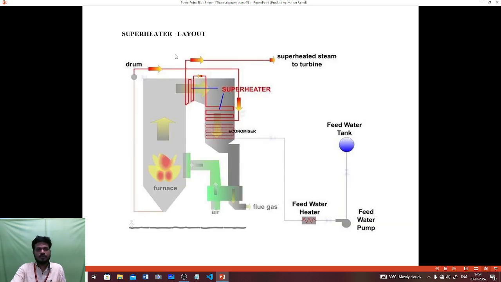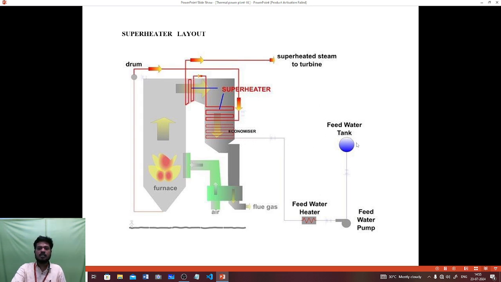We are seeing the superheater layout. In this, the superheater is surrounded by the burned gases from the furnace, which are sent to the superheater. Initially there is superheated steam to the turbine. Now we are going to see about the feed water tank.